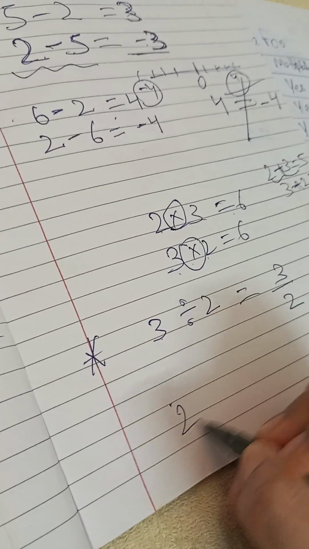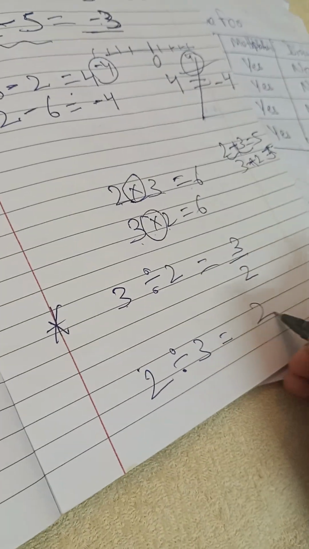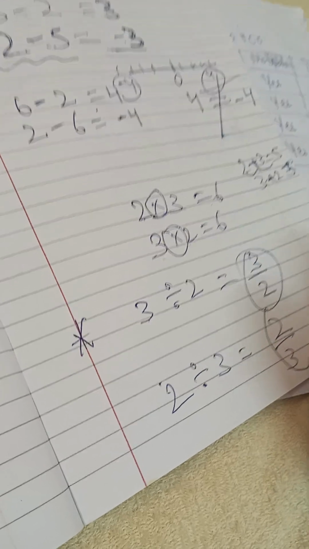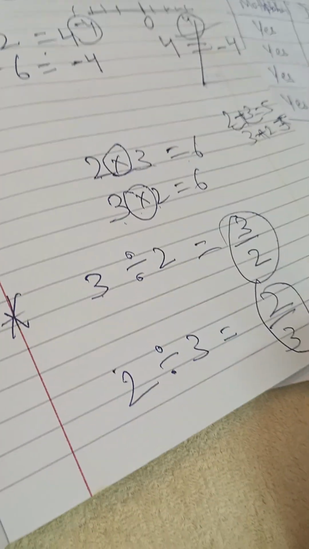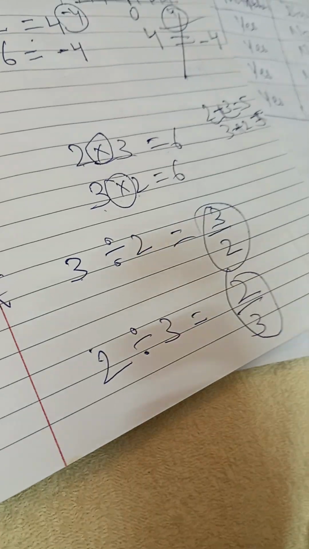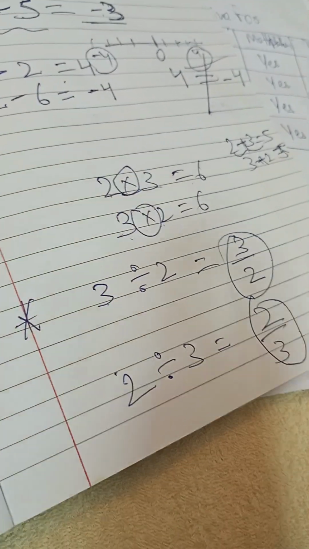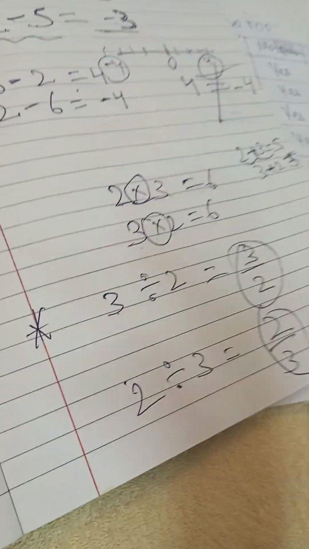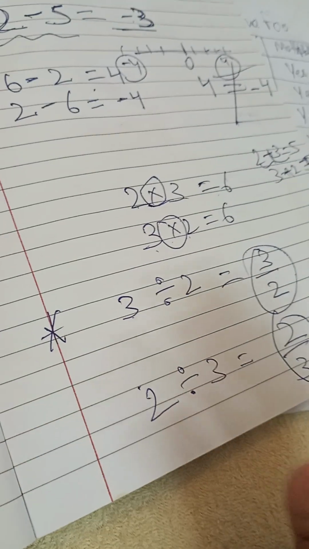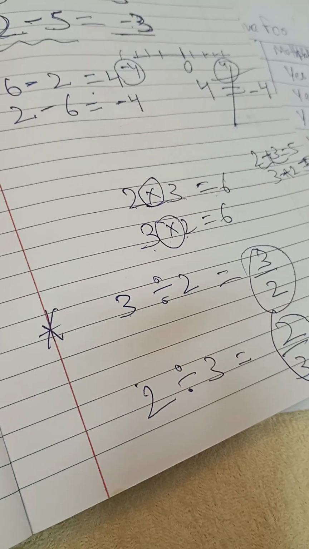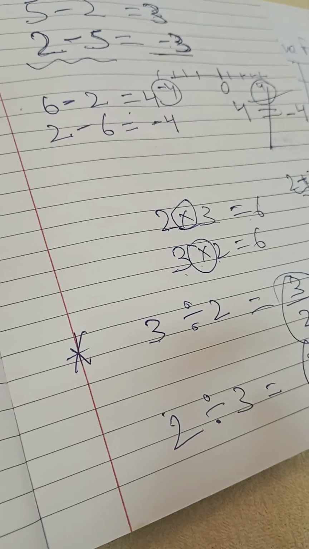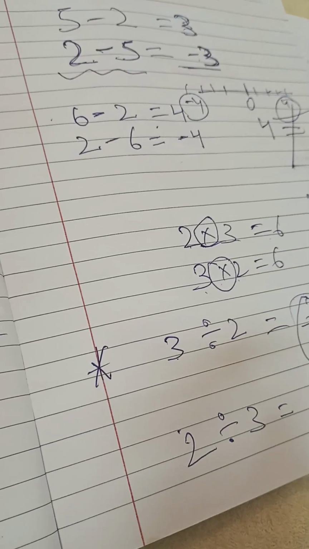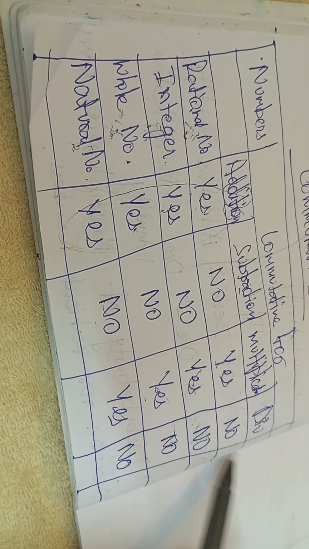Now again we change the order. 2 divided by 3 means 2 by 3. So 3 by 2 and 2 by 3, the results are different. Whenever we divide two numbers, we can't change the order. Take any kind of two numbers, two integers, two natural numbers, two whole numbers, two rational numbers, whatever you take, you will get a different result if you change the order. So none of these four numbers are commutative for division.